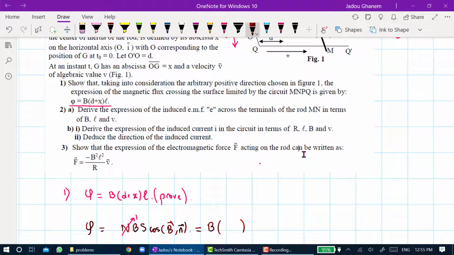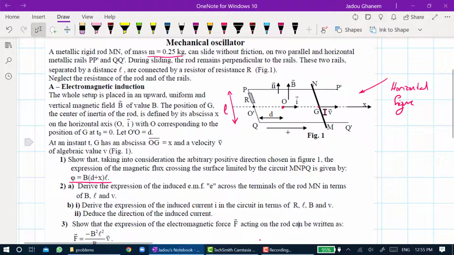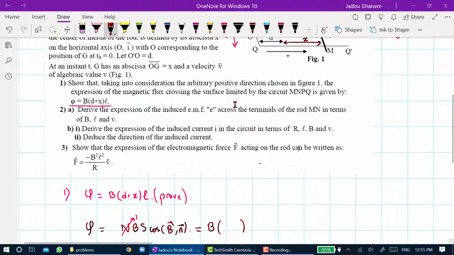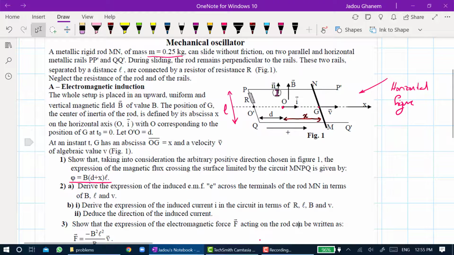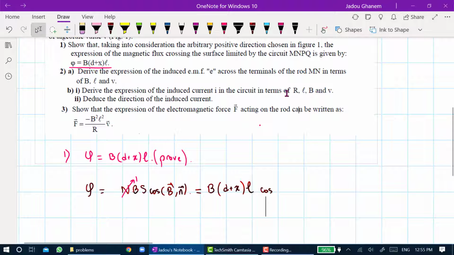The area S, which is the surface area of the PNMQ shape, is the length multiplied by the width. The total length will be d plus x, and the width will be L. So here we can just write, instead of S, (d + x) multiplied by L, cosine of the angle between B and n. As you can see here, n is vertically upward, B is vertically upward, so both have the same direction, and the angle will be 0. So cosine 0 is 1, and the answer will be B(d + x)L.